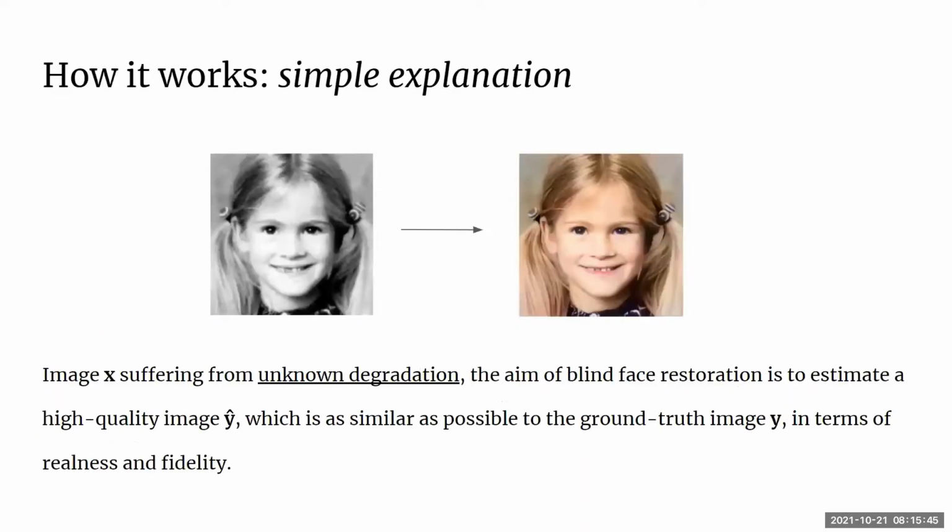Just to give you a very simple explanation of what this model is about, it basically gets an input X, an image that has a lot of degradation, and it tries to make as accurate an output Y hat as possible, which is really close to the ground truth image Y in terms of realness and fidelity. And that is pretty much what it is about.